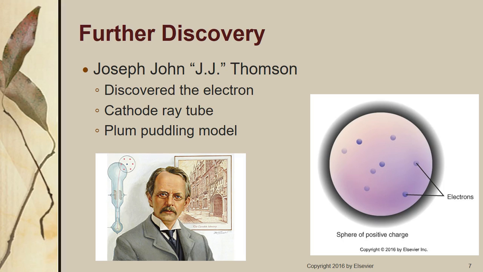He discovered something even smaller than an atom. It was a particle so minuscule, but it had a negative charge. He said that the atom is composed of electrons surrounded by a soup, soup that you drink, of positive charge to balance the electrons' negative charges. And he compared it to plums surrounded by a pudding, and that's why it's now called the plum pudding model.